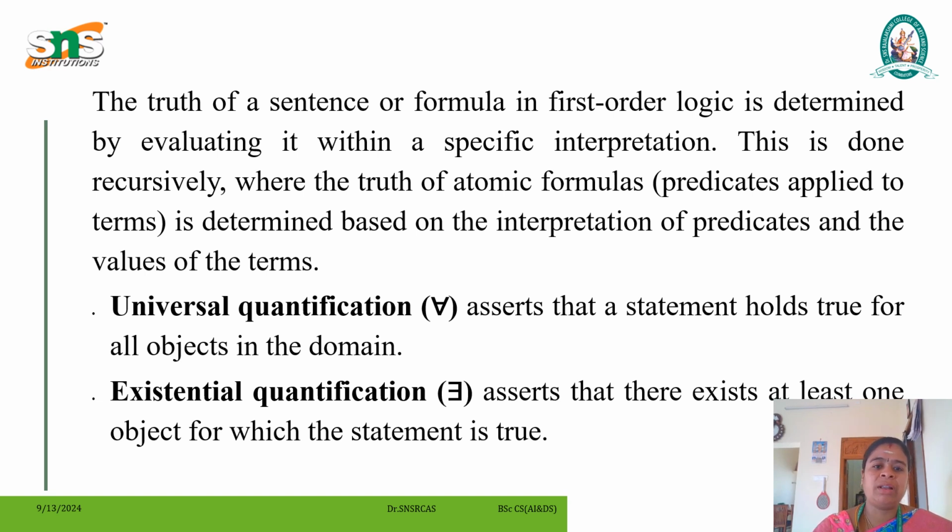First one is universal quantification. It asserts that the statement holds true for all the objects in the domain. Existential quantification asserts that there exists at least one object for which the statement is true. Overall, the semantics of first order logic provides a formal framework for understanding how to assign meaning to expressions and how to determine their truth values within a given interpretation.